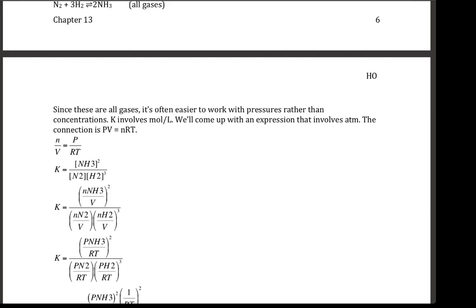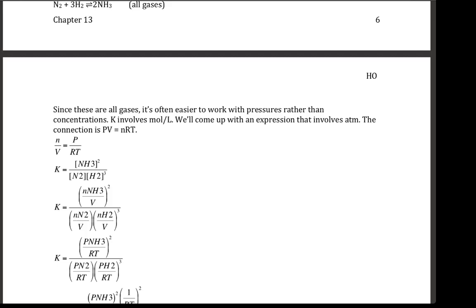Okay, the connection between concentration, moles per liter, and pressure is PV is equal to nRT. So in our PV equals nRT, we have moles, n, we have liters, volume. So solving for moles per volume, n over V, we get n over V equals P over RT. Now let's look back at our equilibrium expression for this ammonia reaction.